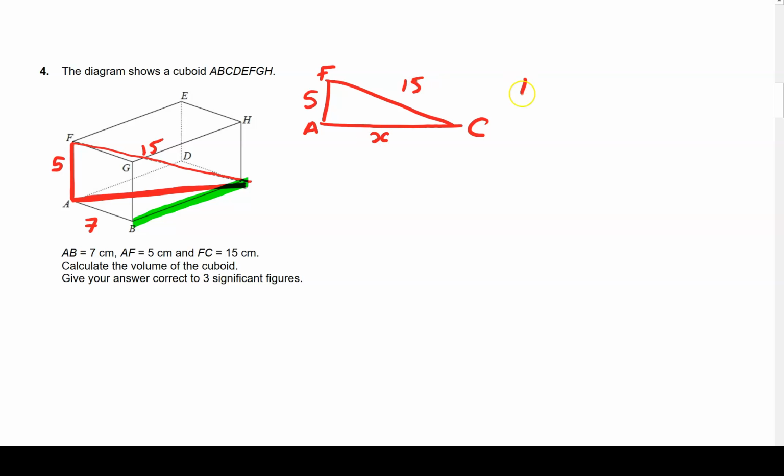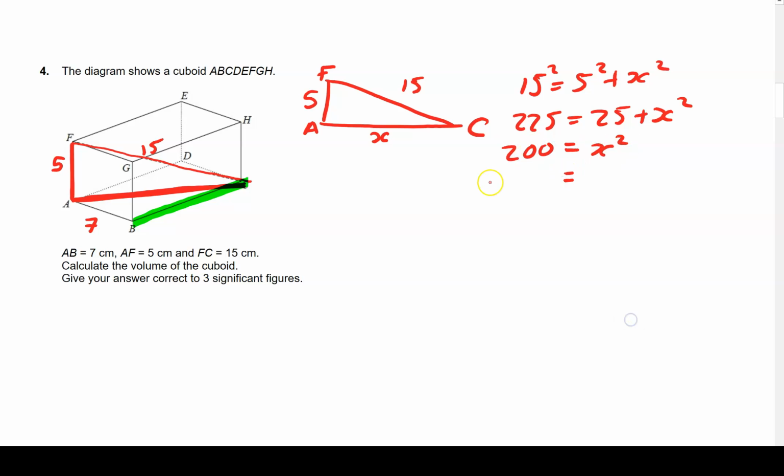We know AF or FA is 5, that's 15. So 15 squared has to equal 5 squared plus x squared. So that's 225 is 25 plus x squared. So 200 is x squared. So root 200 is x. I'm not going to turn that into a decimal, because I'm going to get a rounding error, so I'm just going to leave it like that for now. So we know that this side here is root 200.